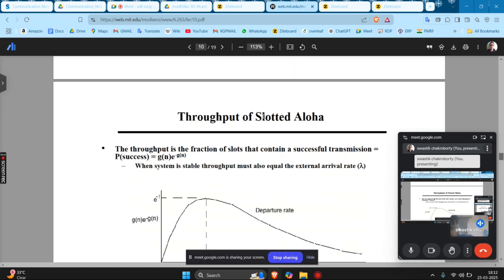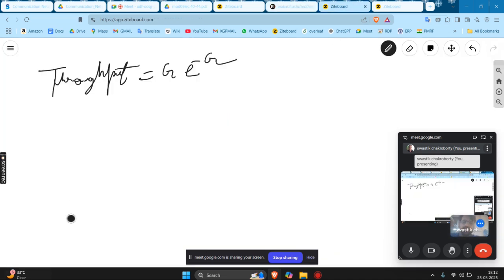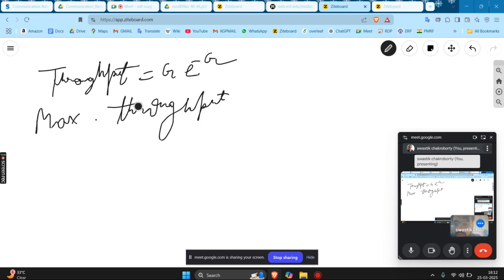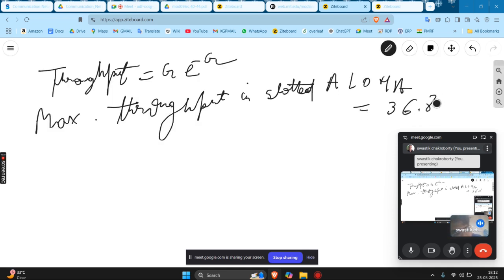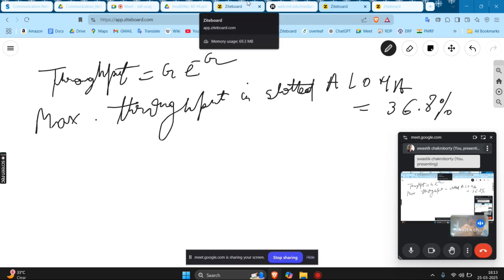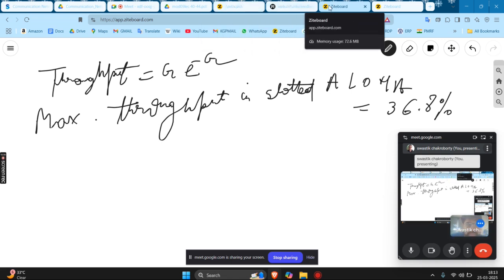So in slotted ALOHA, the maximum success on average that you can get in transmission is 36.8%, or e to the power minus 1. So on average, the maximum number of packets that can be transmitted without collision is 36.8 per 100 packets actually transmitted.